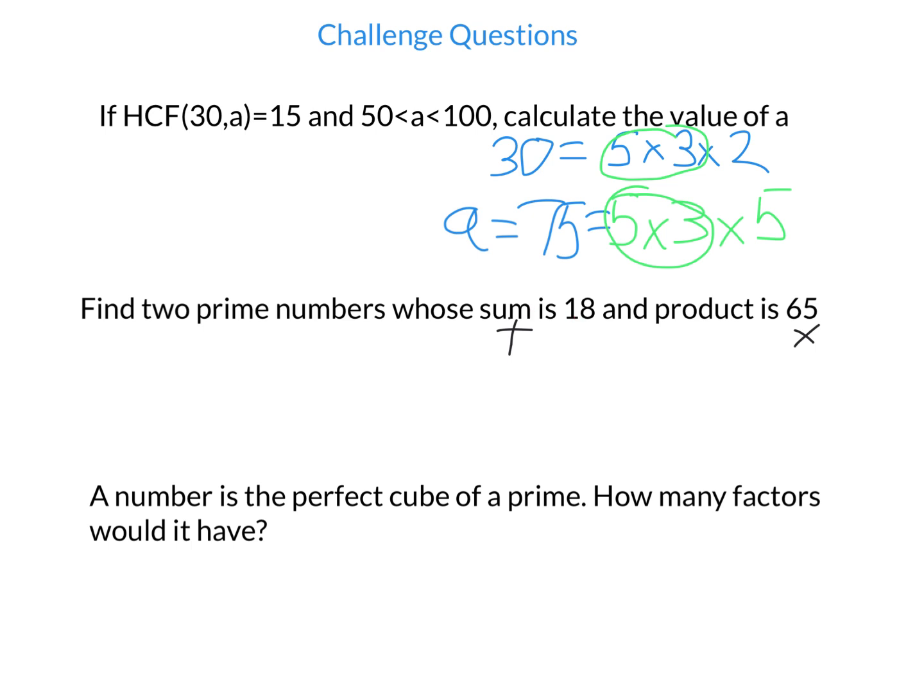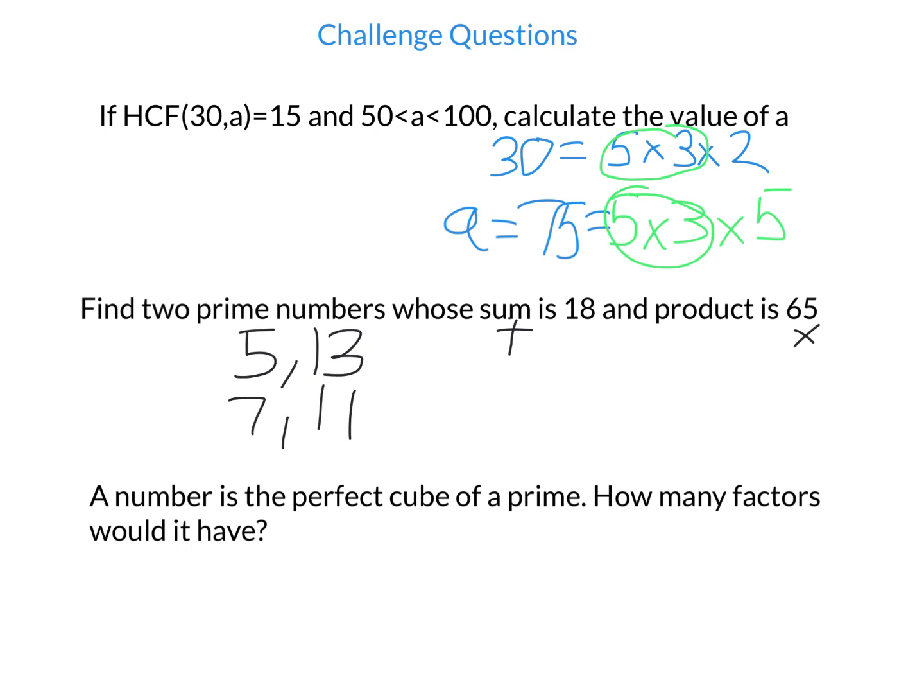Well, we can't choose 1 and 17 because 1's not prime. So the next prime that we're looking at, 2, well, 2 and 16 doesn't work because 16's not prime. How about 3 and 15? Well, 3 is prime, but 15's not. If you keep going like that, you'll see that 5 and 13 are two prime numbers that add to 18. The next prime number after 5 is 7. 7 and 11 are two primes that add to 18.